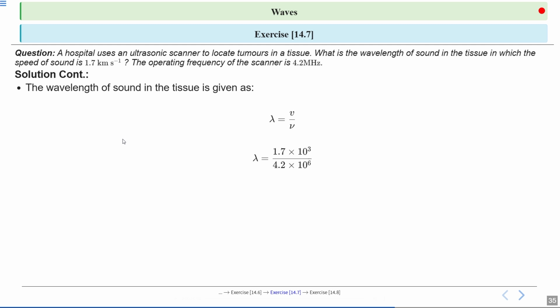The numerator is 1.7 multiplied by 10 to the power of 3, which equals 1700. The denominator is 4.2 multiplied by 10 to the power of 6. So after the calculation we get the final value of wavelength 4.1 into 10 raised to the minus 4 meter.